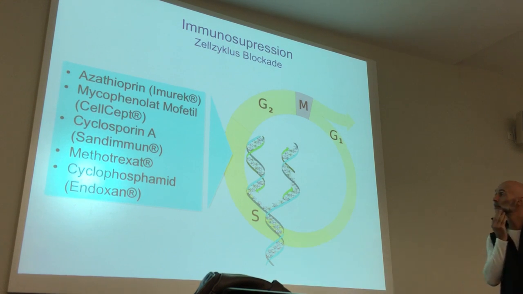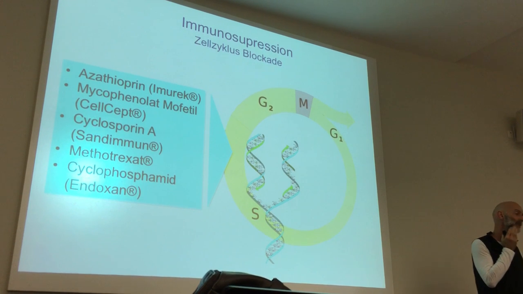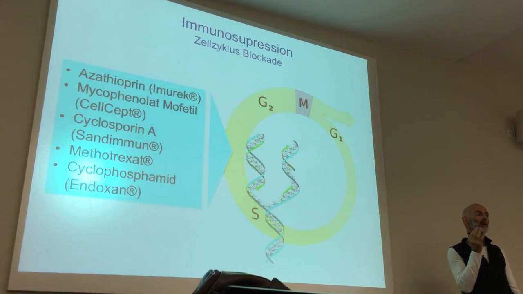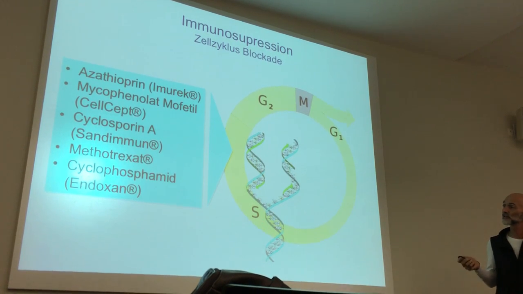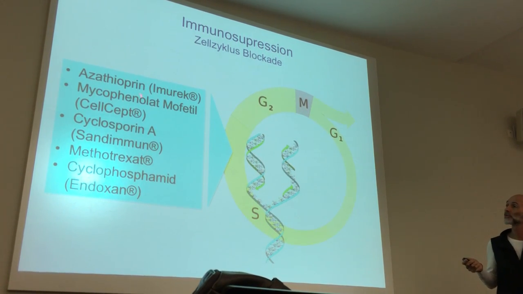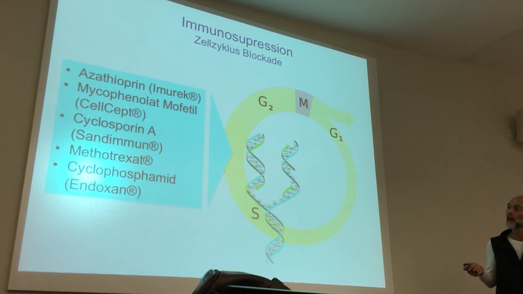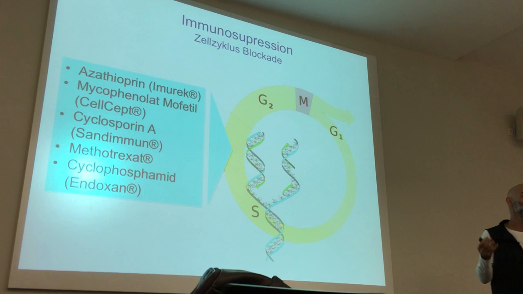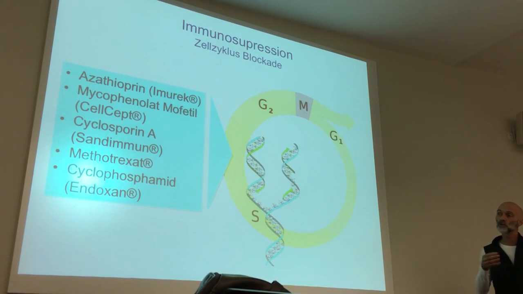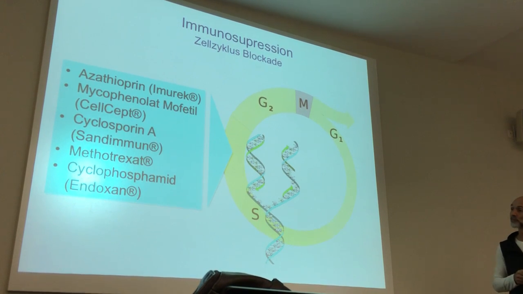Then we have this group of DMARDs, the conventional synthetic DMARDs. These are in principle all drugs that somehow interfere with cell cycle, so with the synthesis phase of cell cycle. The older ones are cyclosporine, we don't use this anymore in rheumatology. Methotrexate is still the classical one. Azathioprine and cyclophosphamide is the most potent immunosuppressive drug that's not used for rheumatoid arthritis, but only for patients like, for example, systemic lupus or vasculitis patients.